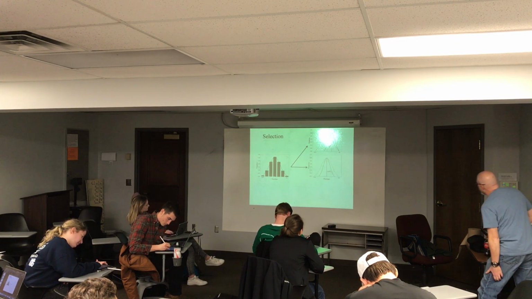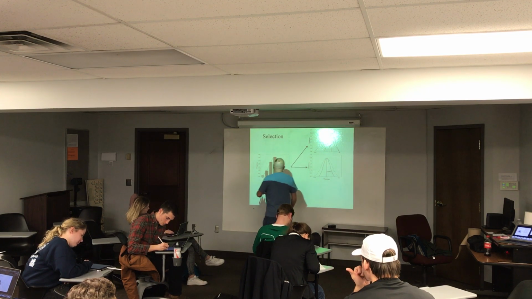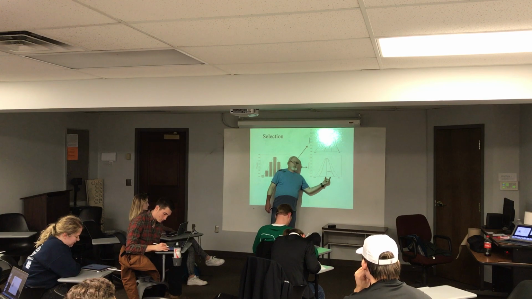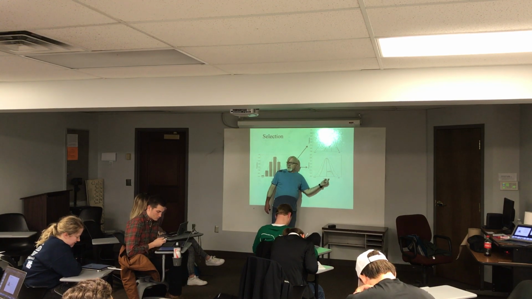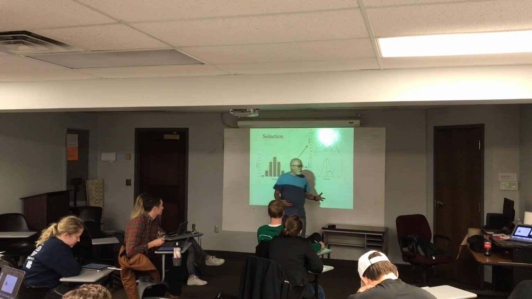We can also have selection that acts on both tails of the distribution. Selection equally weighted against short and tall individuals. The population after selection has contracted, but the population mean hasn't changed because the selection was symmetrical. This is stabilizing selection.